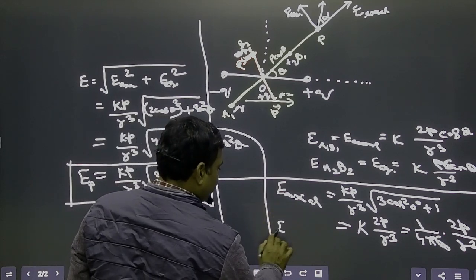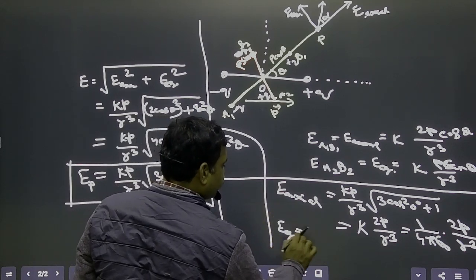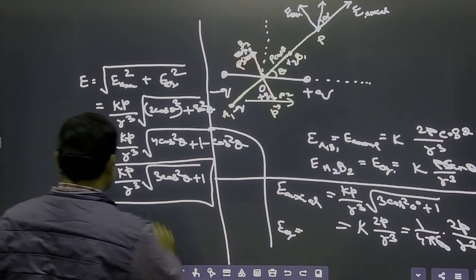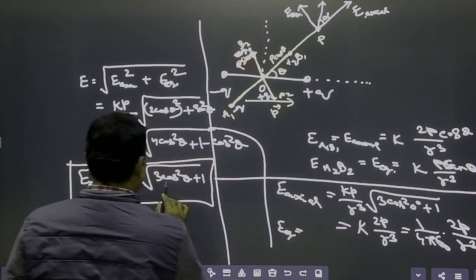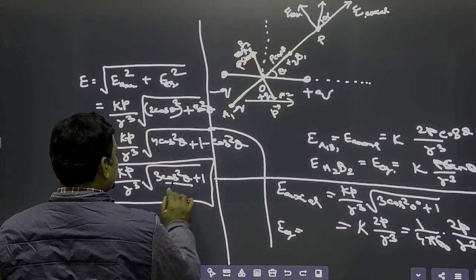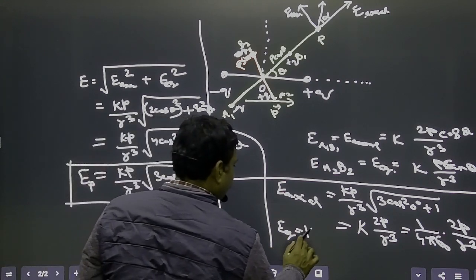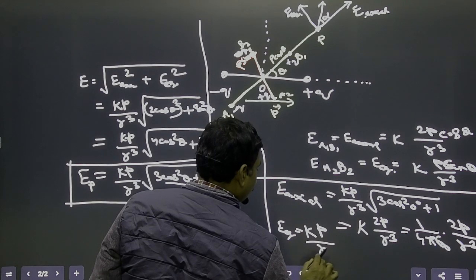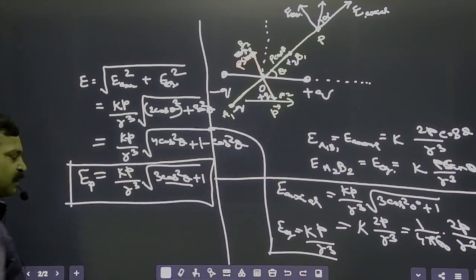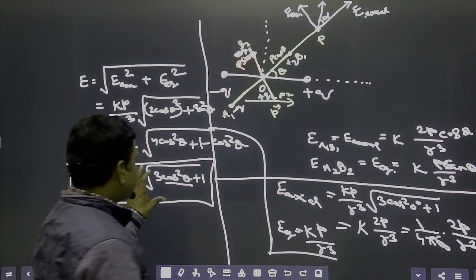Similarly, E equatorial also we can get by putting the value of theta equal to 90 degrees. So if we put 90 degrees, cos 90 is 0, so this term will vanish. So now this is 1, square root of 1 is 1. So we'll get the value as Kp upon r cubed. So this is an important derivation and it is asked in your exam. So this is the magnitude part.